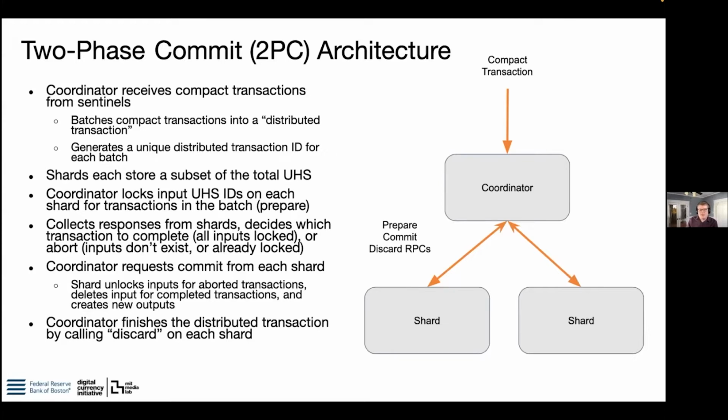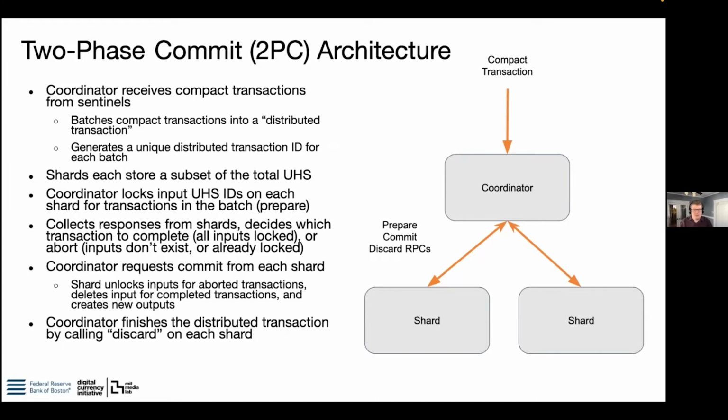So instead, we used a two-phase commit protocol-based approach where we still have shards that, same as before, store a subset of the total UHS. But this time, the shards have locks associated with each UHS ID. So an unspent output can be locked for a particular transaction. So compact transactions are sent from the Sentinel to the coordinator, and the coordinator runs the two-phase commit protocol between the shards. So it goes out and tries to lock each of the input UHS IDs in the particular compact transaction on each of the shards.